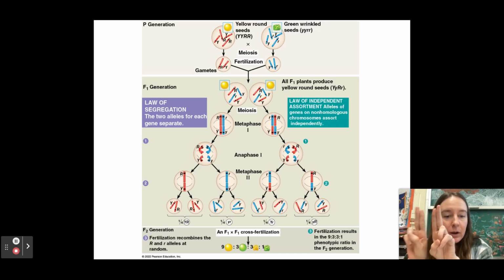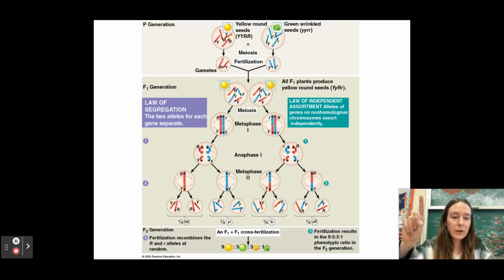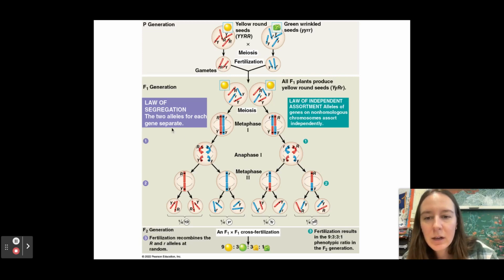So now you have a homologous pair. But now we're paying attention to 2 different genes, so we're looking at 2 sets of homologous chromosomes. So we have our heterozygous and our heterozygous. So let's just follow capital R, little r, duplicate, right before. Then anaphase, meiosis 1, they're going to separate. And we call this the law of segregation.